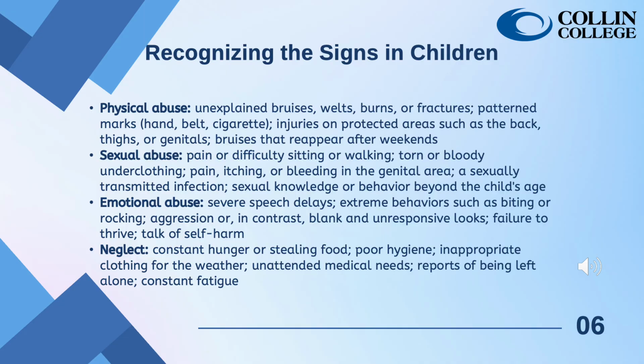Emotional abuse and neglect often leave no marks at all, so behavior may be your only clue. With emotional abuse, look for severe speech delays, extreme habits like rocking or biting, aggression, or a child who seems blank and unresponsive. With neglect, look for constant hunger, poor hygiene, clothing that is wrong for the weather, unmet medical needs, and a child who tells you they were left alone, even overnight.